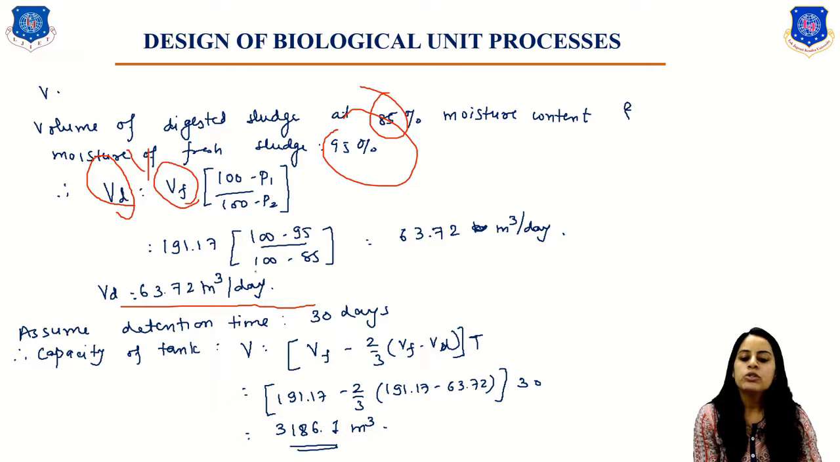Now assume the retention time is 30 days. So the capacity of tank V is equal to, from this equation we find out the capacity of tank: VF minus 2/3 (VF minus VD) into detention time. VF is given as 191.17, VD is 63.72, and the detention time we assume is 30 days. So the final answer, the capacity of tank, is 3186.1 meter cube.